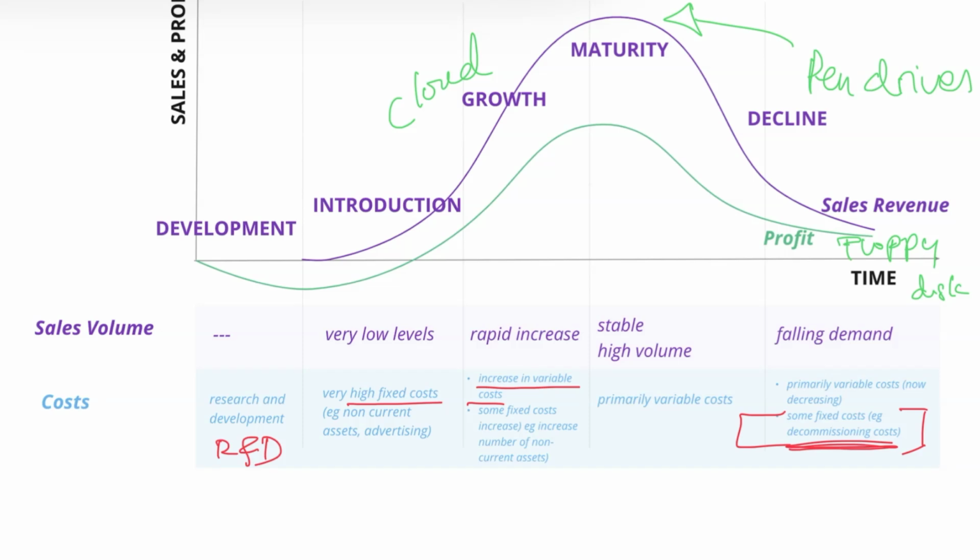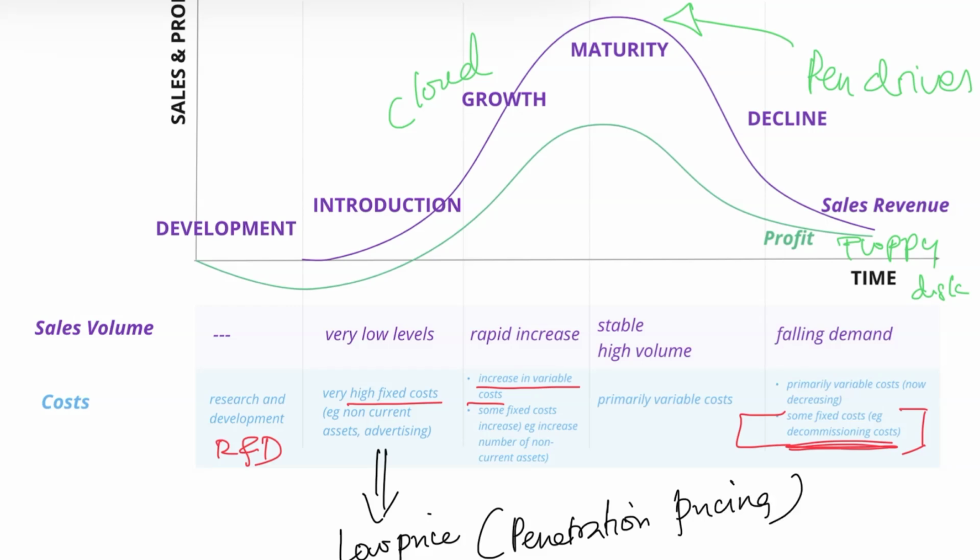So therefore, if you're thinking of pricing, if we try to link costing with pricing, at the introduction stage, depending on the product, we might either go for a low price. So that might be penetration pricing, or in other words, low price. Or we may go for a high price at this stage. So price skimming. Depending on the product. If it's a very high-tech product, we might go for price skimming. Normal product, we might go for penetration pricing.